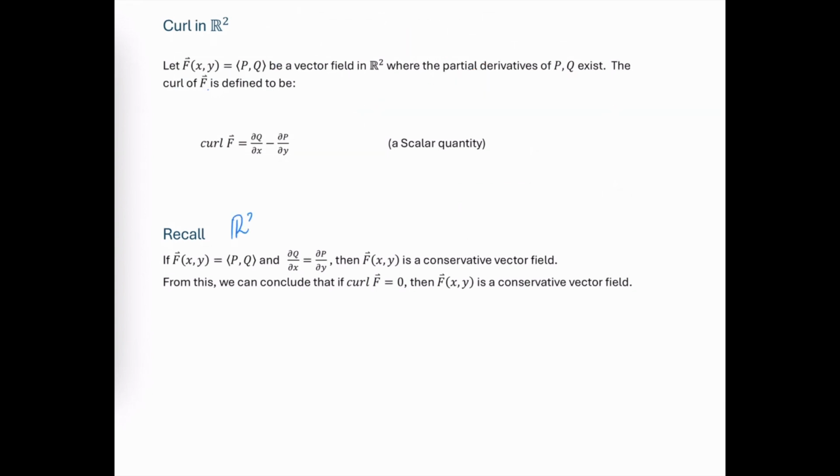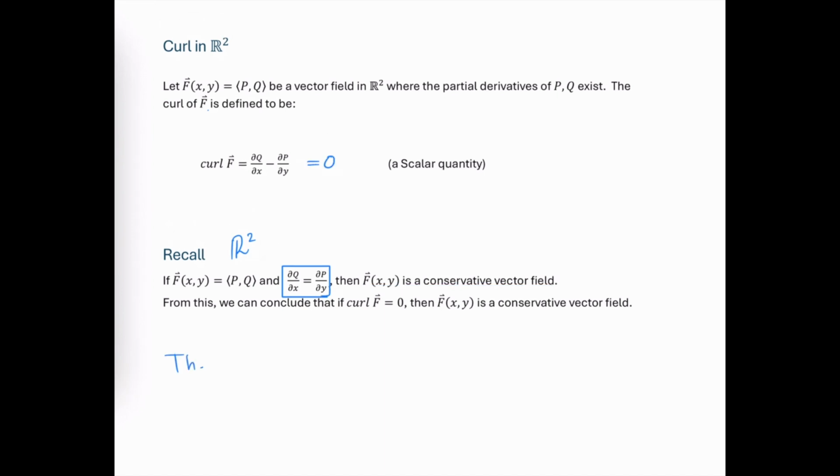Let's stay in R2 for just a moment and say that if we have a two-dimensional conservative vector field, our test to determine whether or not a 2D vector field was conservative was to look at these two first partials. And if they're equal to each other, we said that that vector field was a conservative vector field. If these two first partials are equal to each other, then that means this curl quantity would turn out to be 0.